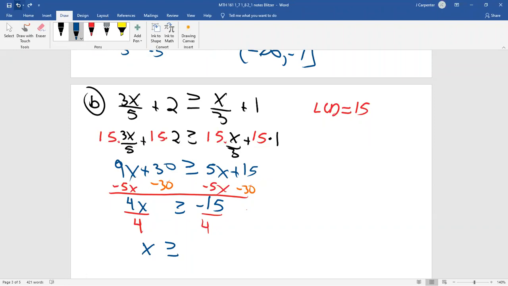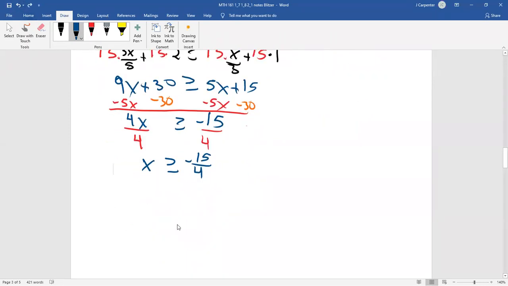So 15 and 4 does not reduce. This will just be a negative 15 over 4. So again, it's not just because there's a negative somewhere that you go flipping things. It's if there's a negative paired with the x, because then you'll have to divide it out, and that's when you would have flipped this. But again, not in this instance. So there's our answer in inequality form. X is every number bigger than or equal to negative 15 fourths.